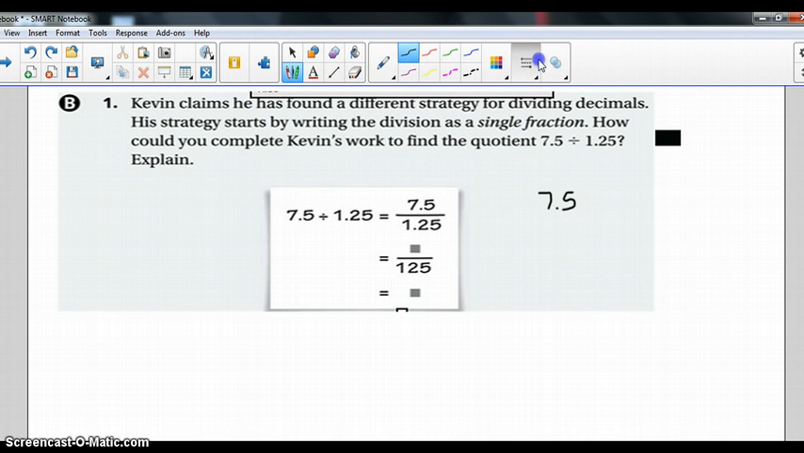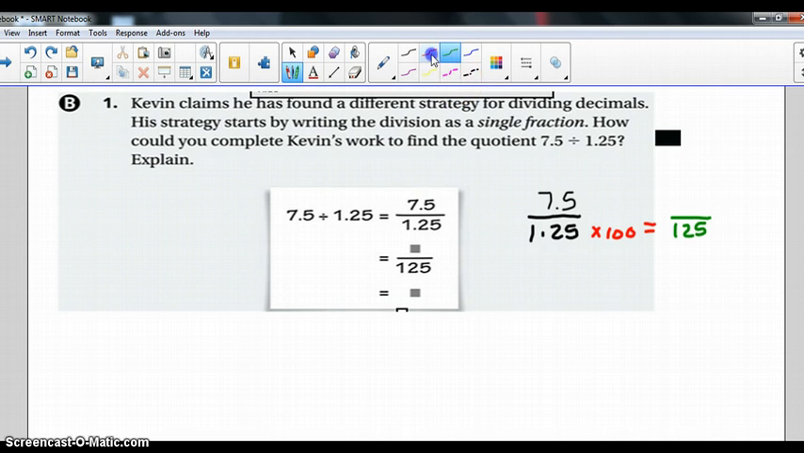So 7.5 divided by 1.25. Now, in this second step, notice that the decimal has been removed. In order to remove the decimal from 1.25, which is 1 and 25 hundredths, we actually need to multiply 1.25 by 100 to get rid of that. If we do that, that makes it 125 down here on the bottom.